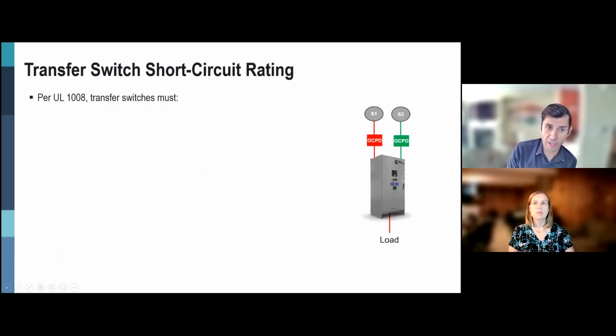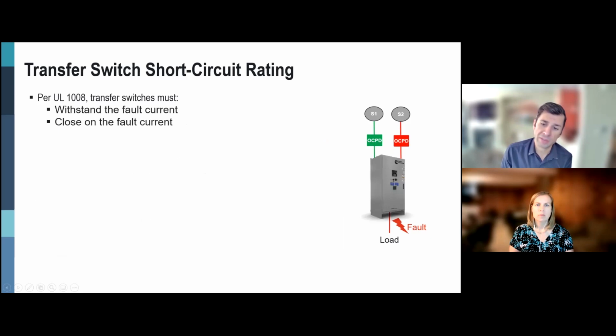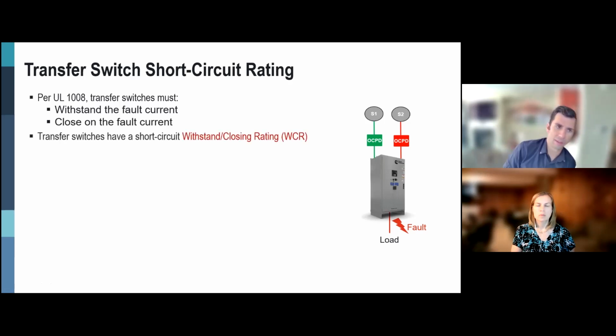So transfer switches must be protected by an overcurrent protection device on their terminals, and transfer switches have what's called the WCR rating. Where does the WCR come from? Well, let's say we have source 1 available, and the load is downstream. If there is a fault, the transfer switch must withstand that fault. But what happens is that this OCPD opens. Let's say this is a utility that's already available, or maybe it's a generator, and this fault hasn't been cleared, so the transfer switch might signal the genset to start. Even though the fault still exists, we must be able to close on the fault. And so transfer switches get this rating called the withstand and closing rating, WCR.